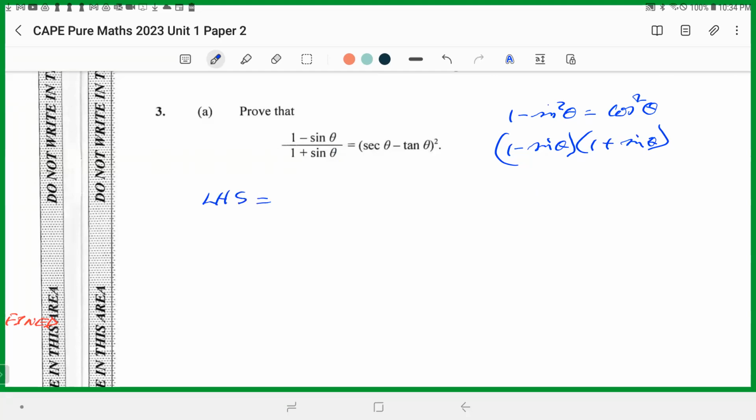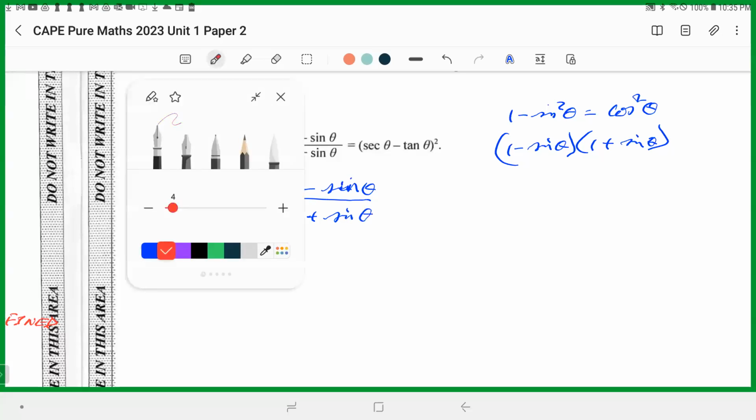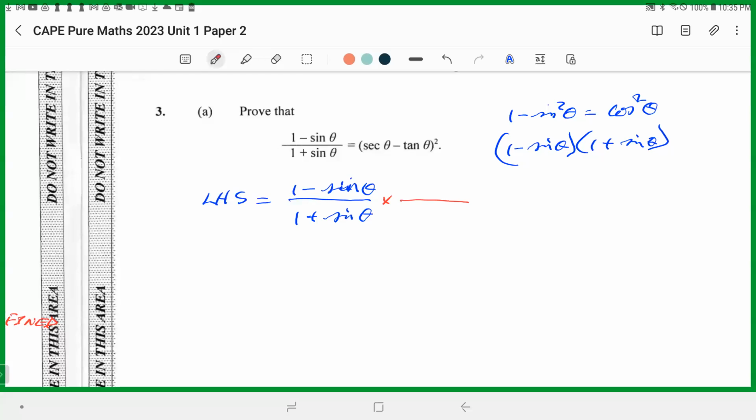I'm going to multiply and make the denominator become a difference of 2 squares. So I'm going to multiply the numerator and the denominator by 1 minus sine theta. All right, so I have the 1 minus sine theta. Let's write it back over the 1 plus sine theta. And what I'm saying I'm going to do is multiply the denominator first by 1 minus sine theta, and then multiply the numerator also by 1 minus sine theta.